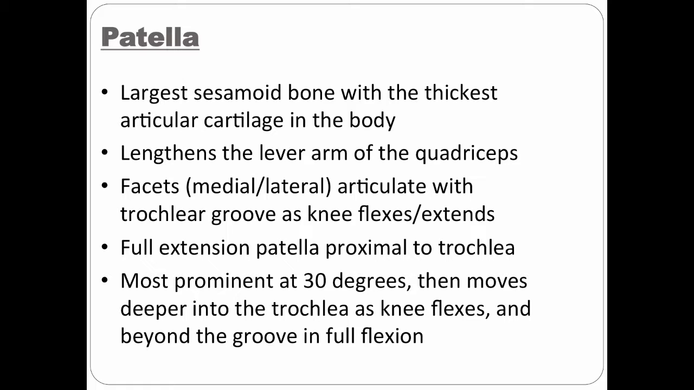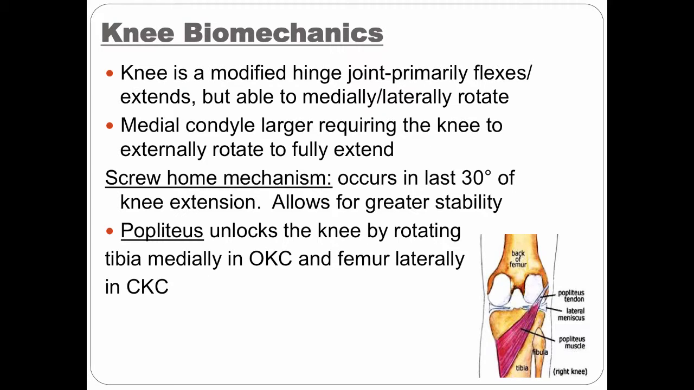In full extension, the patella moves proximally to the trochlea, and so in full extension, you should have a high degree of mobility of the patella, so you can move it medially, laterally, and it moves quite well, even superiorly and inferiorly. At 30 degrees, it becomes the most prominent, and then it begins to move into the trochlea as the knee flexes, and then it is beyond the groove in full knee flexion and almost disappears. It's kind of hard to find.